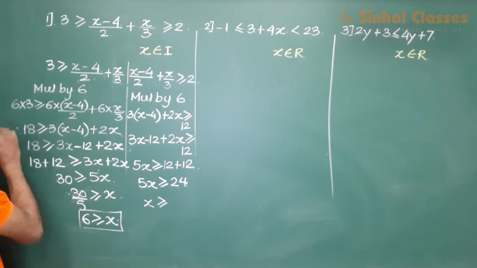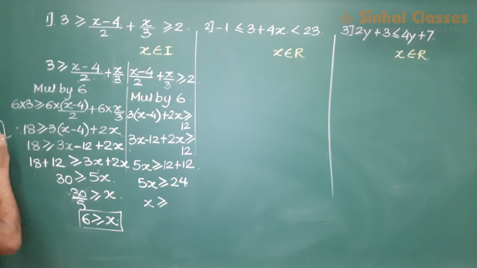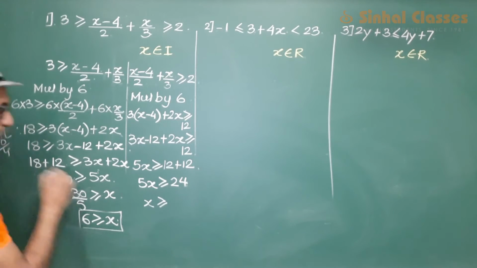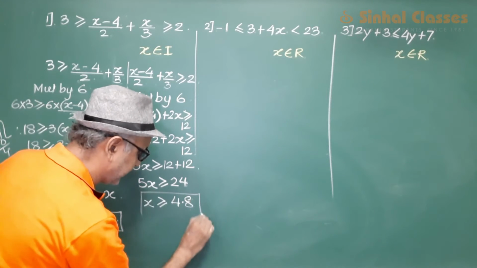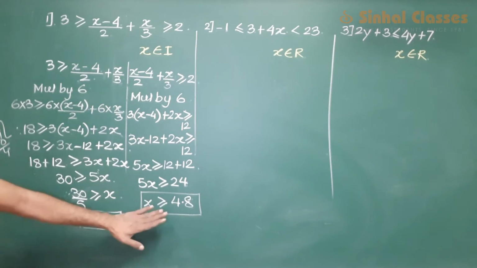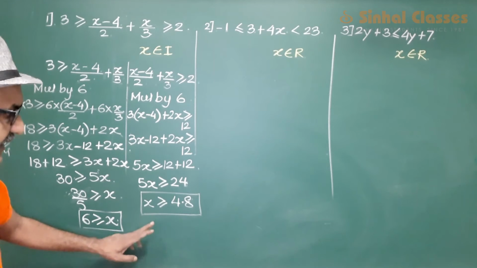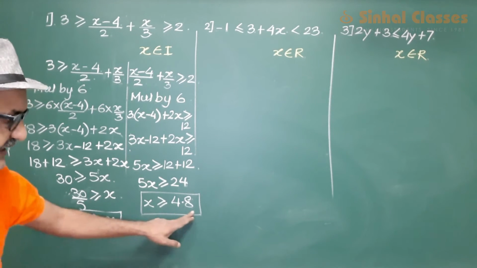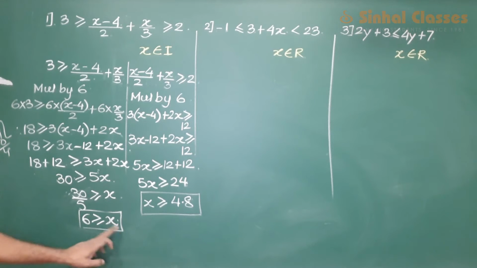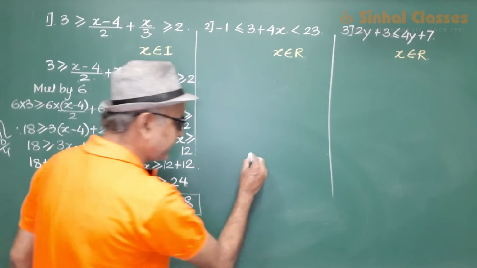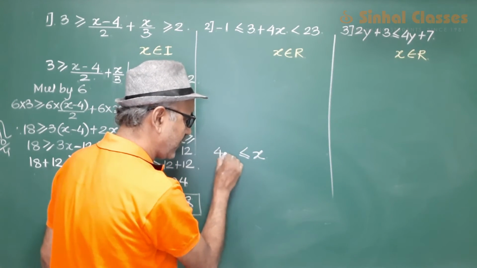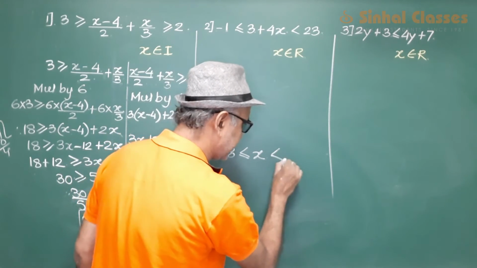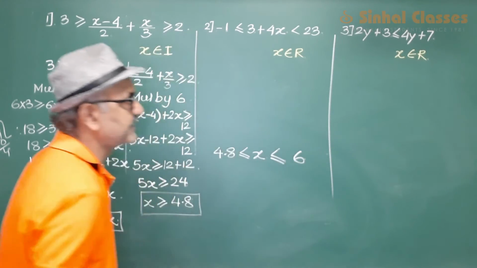Now 24 upon 5. So what we'll do is try to get this answer in decimals: 4.8. So this is the number that we get. So guys, we come to know that x is greater than 4.8, but x is lesser than or equal to 6. So the solution for x should be x is greater than 4.8 but x is less than or equal to 6.